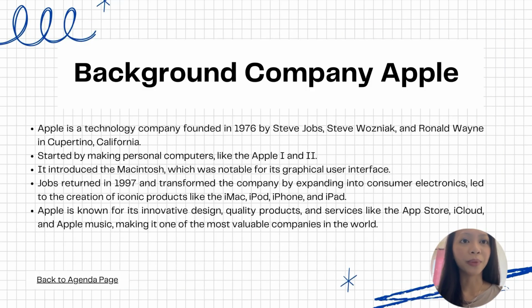Alright, and I will explain the background of the company. Apple is a technology company founded in 1976 by Steve Jobs, Steve Wozniak, and Ronald Wayne in Cupertino, California. It started by making personal computers like the Apple I and II. In the 1980s, it introduced the Macintosh, which was notable for its graphical user interface. After struggling in the 1990s, Jobs returned in 1997 and transformed the company by expanding into consumer electronics. It led to the creation of iconic products like the iMac, iPhone, iPod, and iPad, which changed the market significantly. Today, Apple is known for its innovative design, quality products, and services like the App Store, iCloud, and Apple Music, making it one of the most valuable companies in the world.